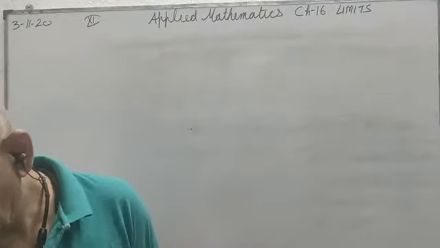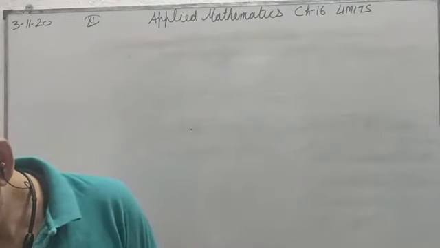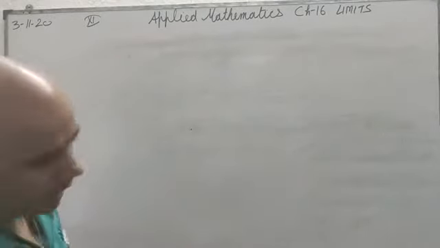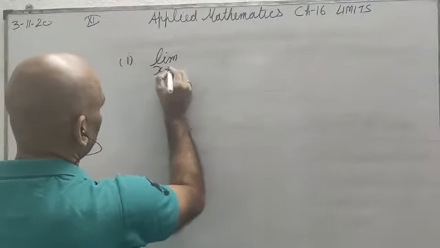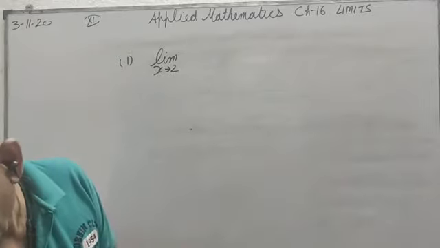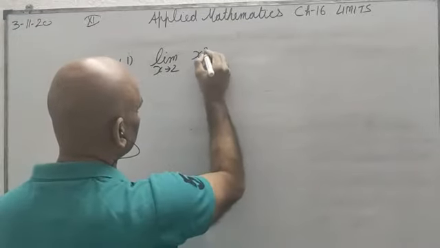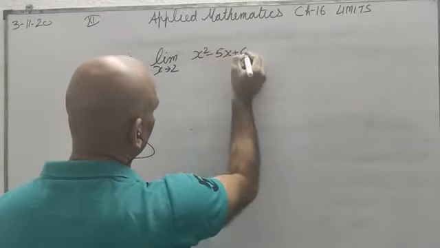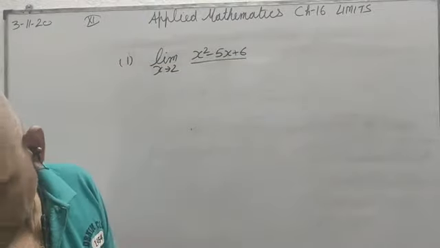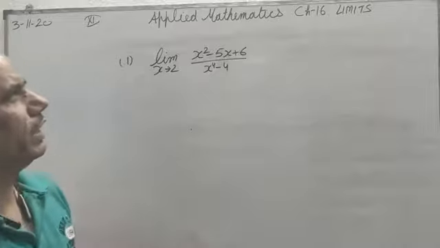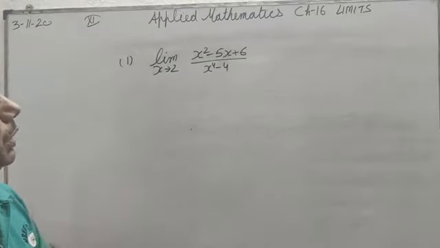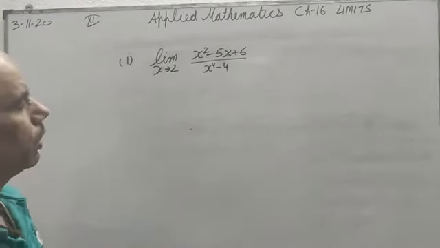In 16.3 we will have questions like this. Limit x tends to 2, x square minus 5x plus 6 upon x square minus 4. Now if in this question you are substituting 2 direct, then what will happen?